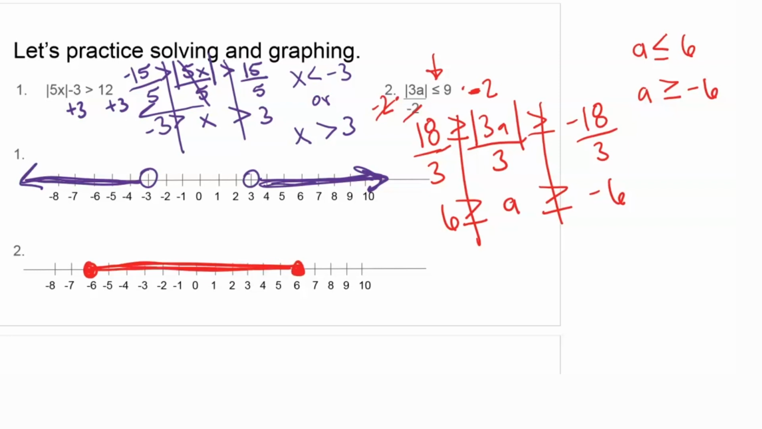Okay, and there is just a brief overview of how to solve absolute value inequalities and how to graph them on the number line.